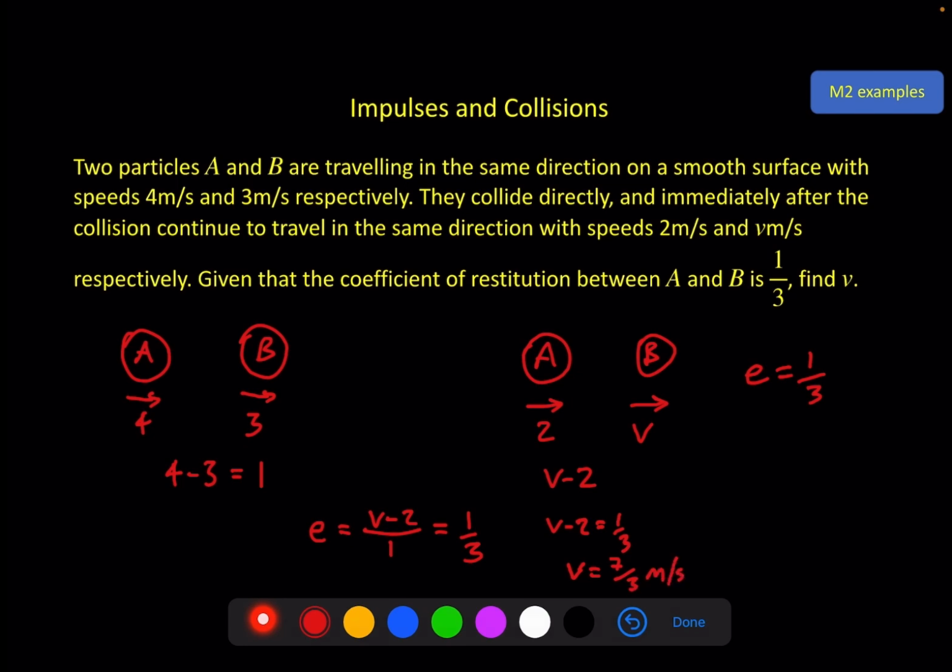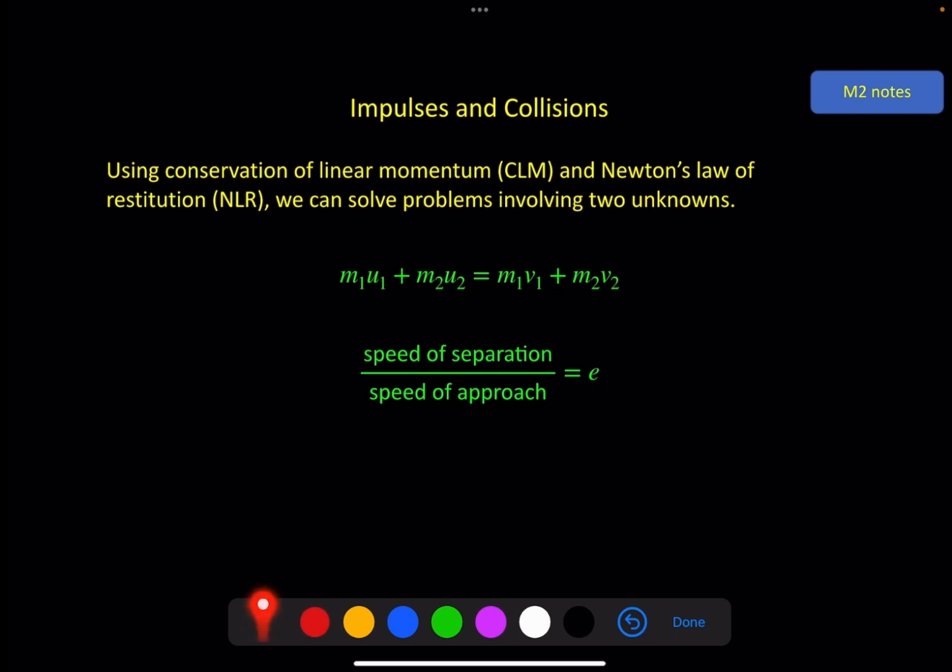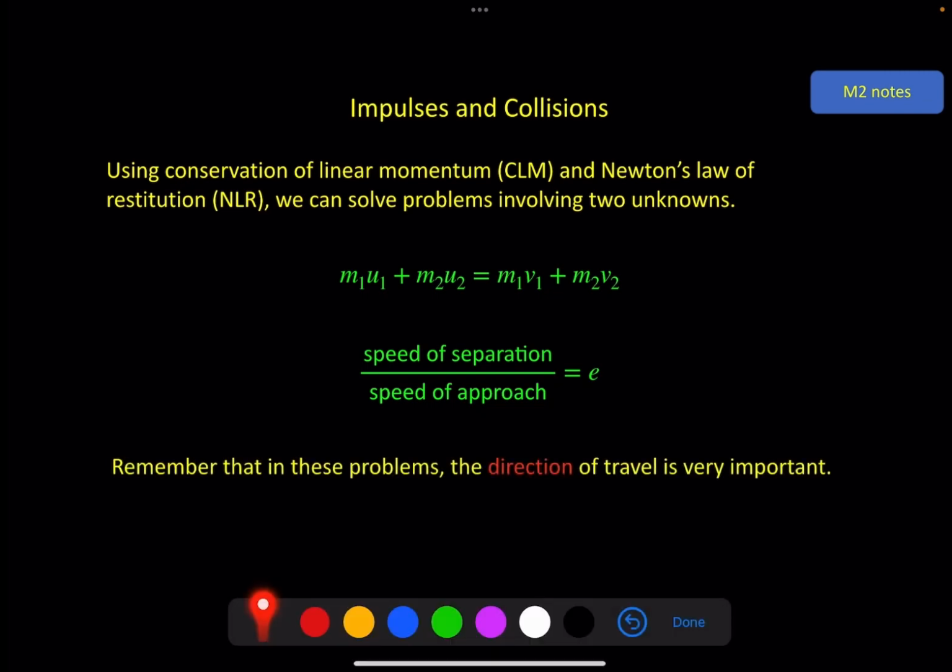Now let's see how it ties in with what we've done. If you use the ratio together with the conservation of linear momentum, we can solve problems involving two unknowns, because this gives us two equations to work with. The v1, the v2, the u1, the u2 will be in here as well, and you can solve them as simultaneous equations. One key thing to remember as you're doing these problems, though, is the direction of travel. That's very important. Not only is it important with these ones when you're talking about velocity, to make sure that you've got a negative sign where you need it, but also here, as we saw in the previous examples, if they're approaching each other in the same direction, you find the difference.